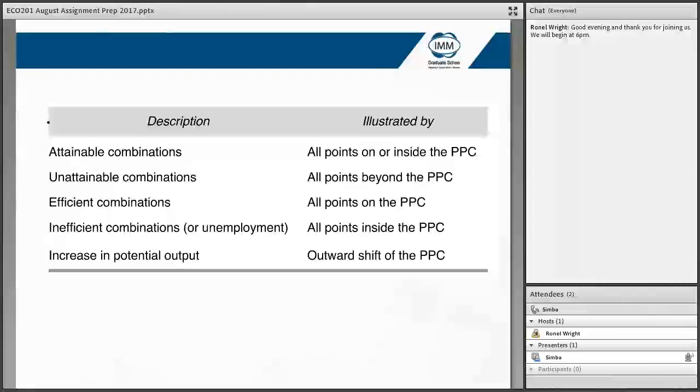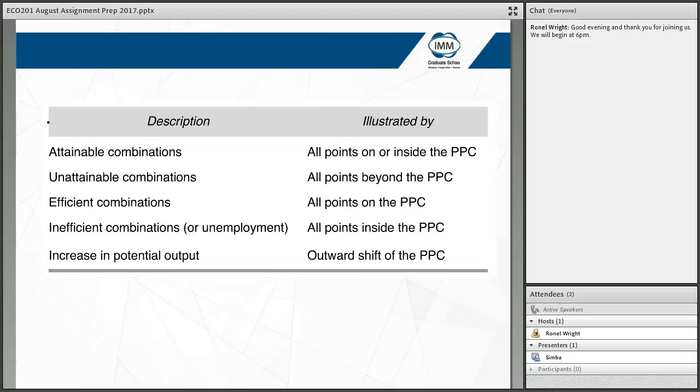So we are saying all attainable combinations are points that are on the PPC. Unattainable combinations are points that are beyond the PPC. All efficient combinations are points on the PPC. Inefficient combinations or unemployment are all points inside the PPC. Right. We want to look at increase in potential output, right? Shifts in the PPC. In the long run, things might change.